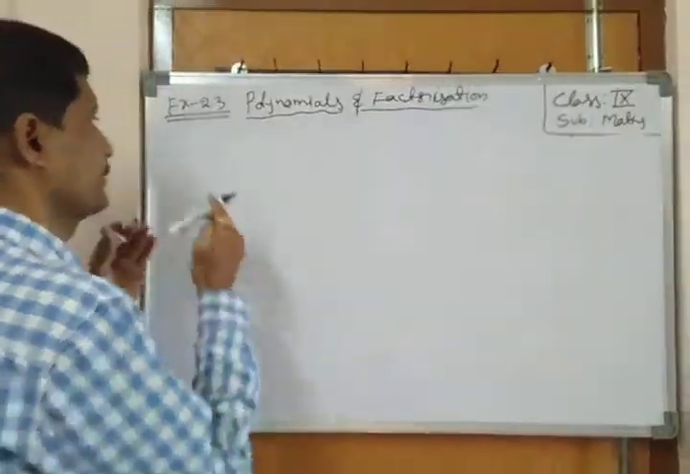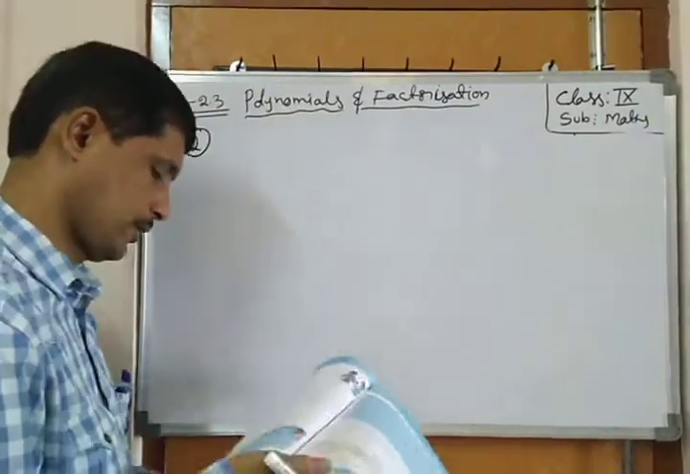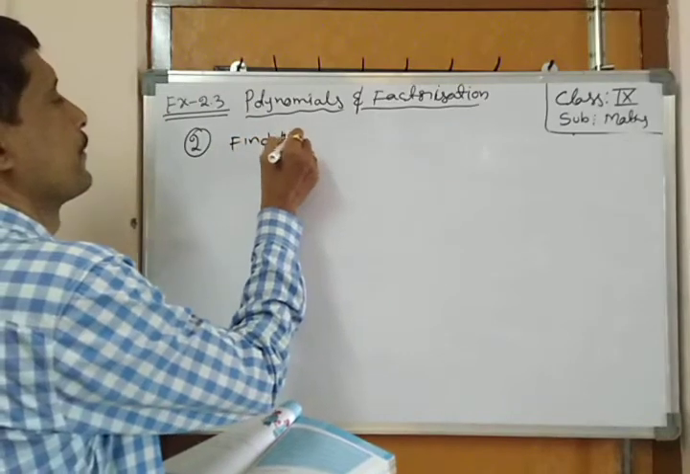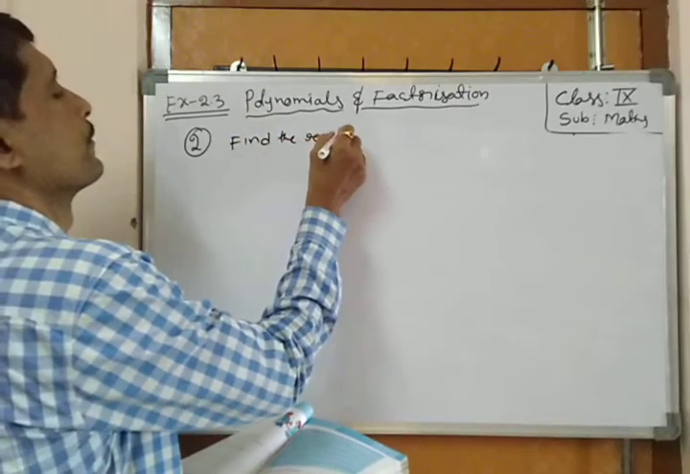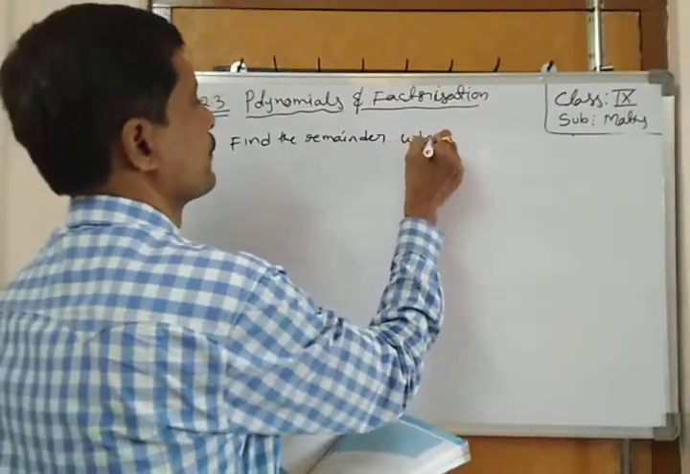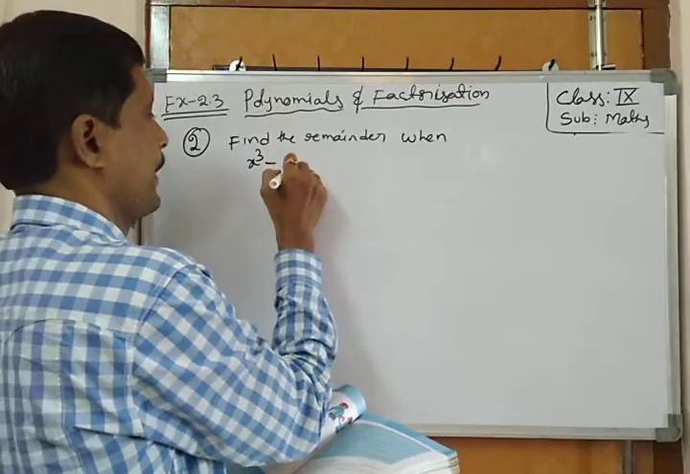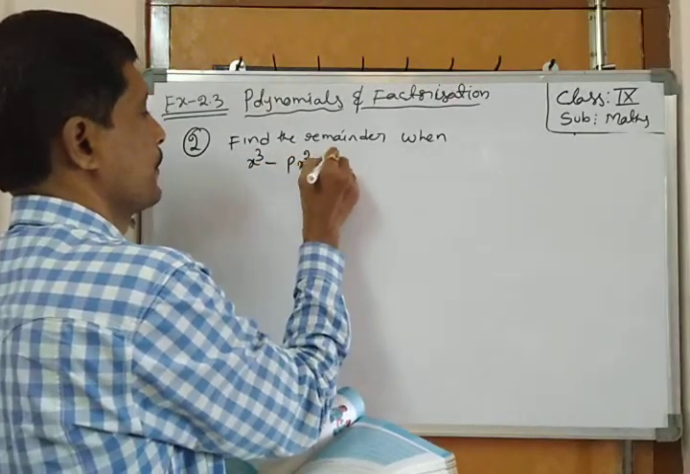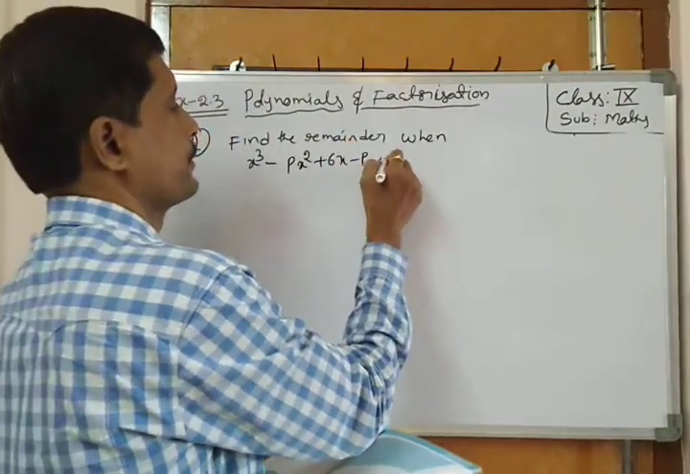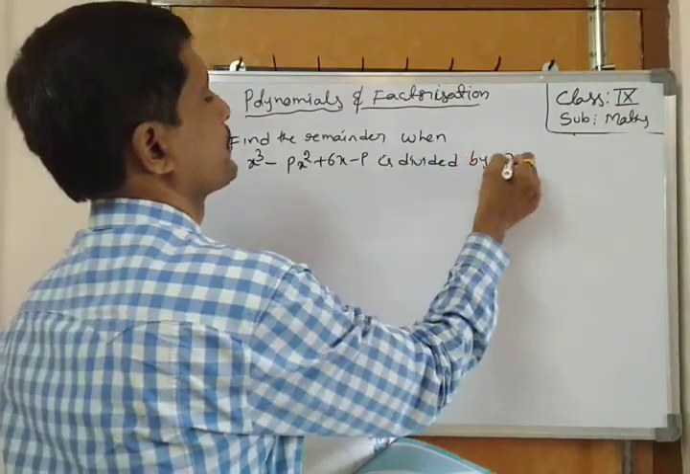Next is the second question. Second question: find the remainder when x cube minus px square plus 6x minus p is divided by x minus p.